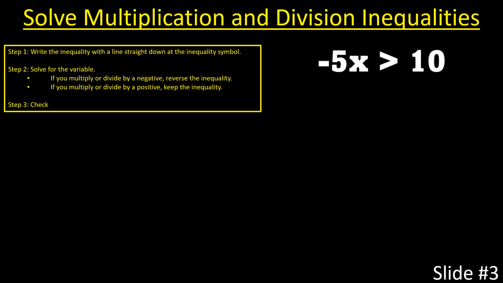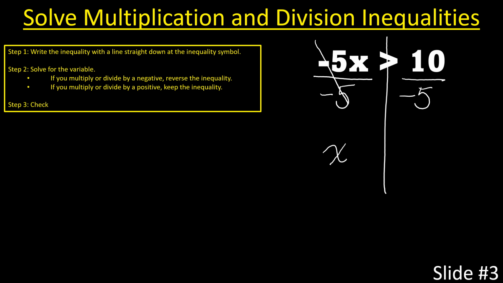Our next example is negative 5x is greater than 10. We draw our line straight down, divide both sides by negative 5. Cancel out your negative 5's. X is x and negative 2. Since we divided by a negative, we are going to reverse the inequality symbol. X is less than negative 2.